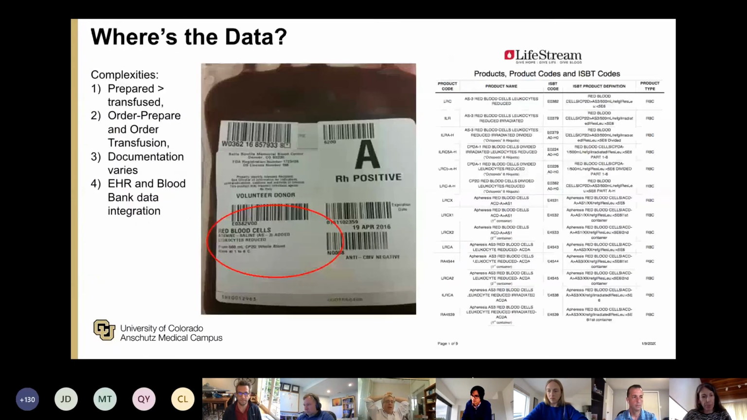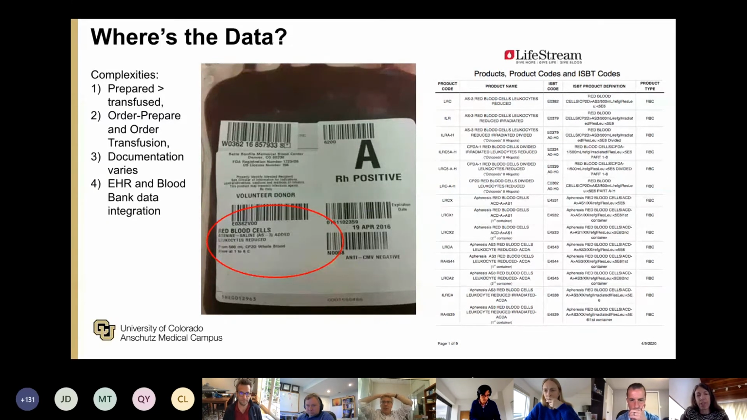But where we started here was really thinking about, okay, where's the data, right? And you can see the package of packed red blood cells. This is what we were looking for. We wanted to know who got what. And right underneath that barcode is a number and letter combination that begins with the letter E, and that's the ISBT code for the product. And there are over 9 pages of ISBT codes. I've got a screenshot of just page 1, but there are over 9 pages of these codes.